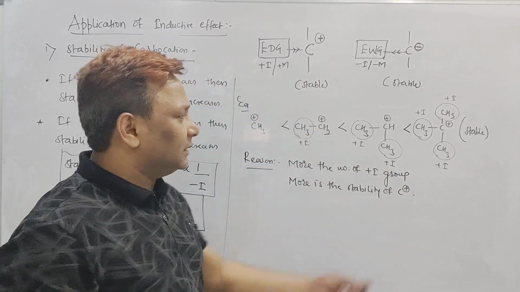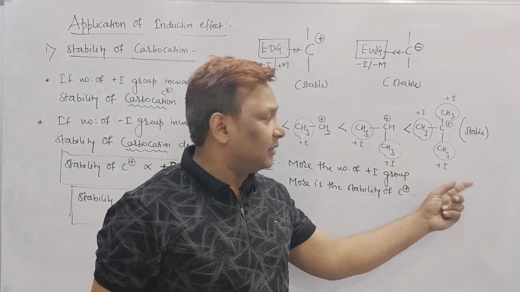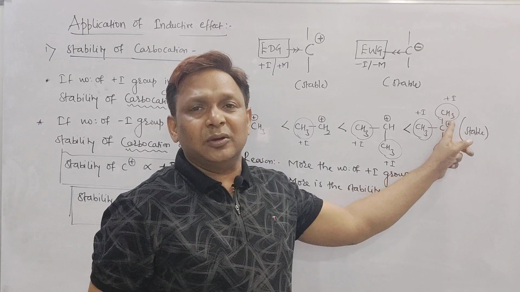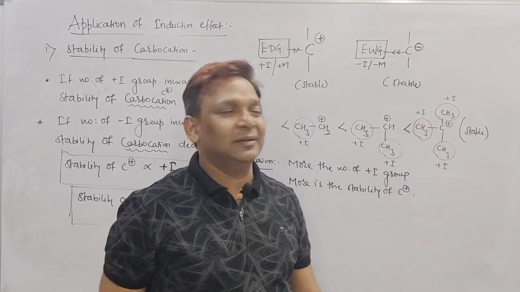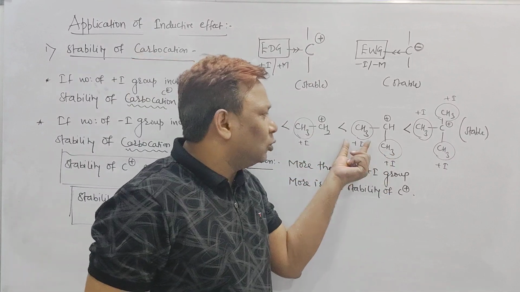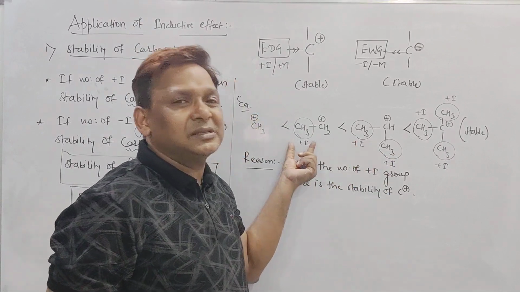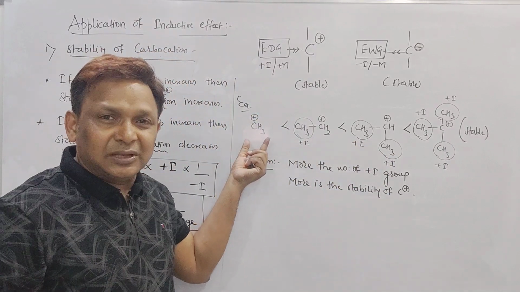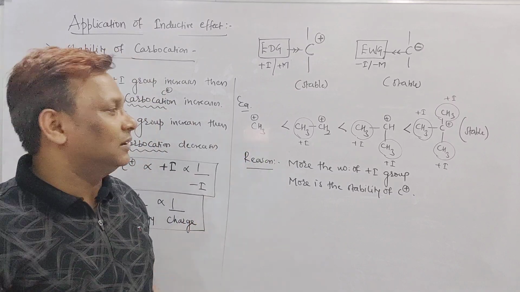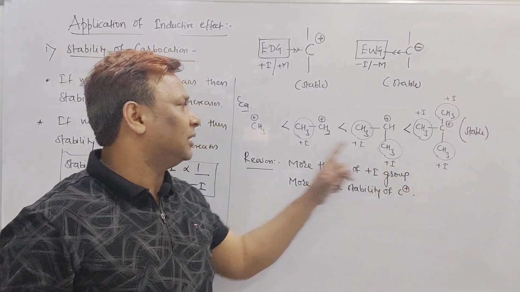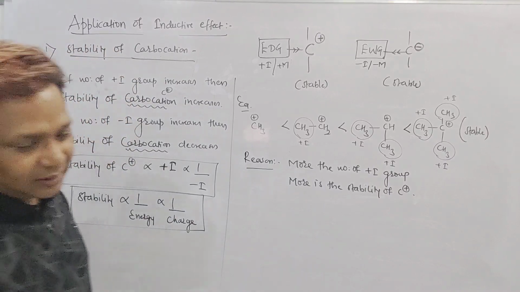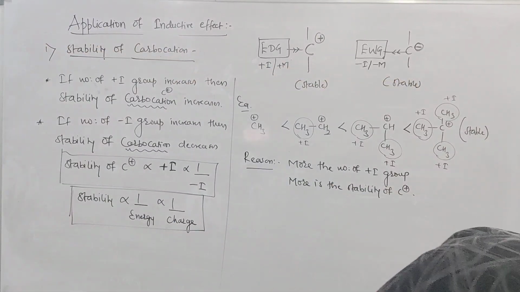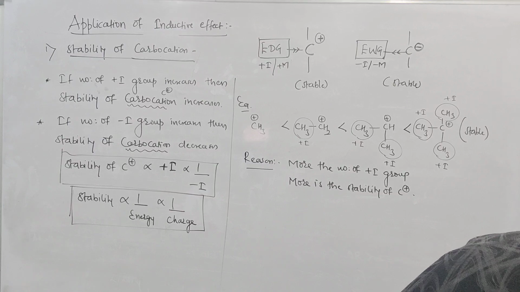carbocation. See, beta, in this tertiary butyl carbocation we have 3 plus I groups. So more the number of plus I, more the stability of carbocation. And here only 2 plus I, less stable. Only 1 plus I, less stable. Only 0 plus I, beta, completely unstable. So this will be the more stable carbocation. This will be the less stable carbocation. Right? One more, the stability of carbanion can also be decided by this, beta.